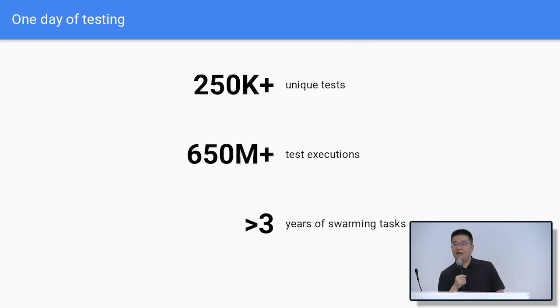So one day of testing in Chromium, the data is old data. It's not the latest data, but still you can see there are 250K plus unique tests running every one day. And there are 650 million test executions. Translated to machine time, it will be greater than 3 years of swarming tasks.